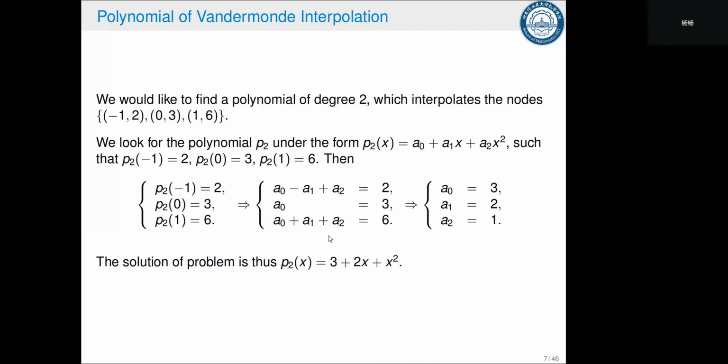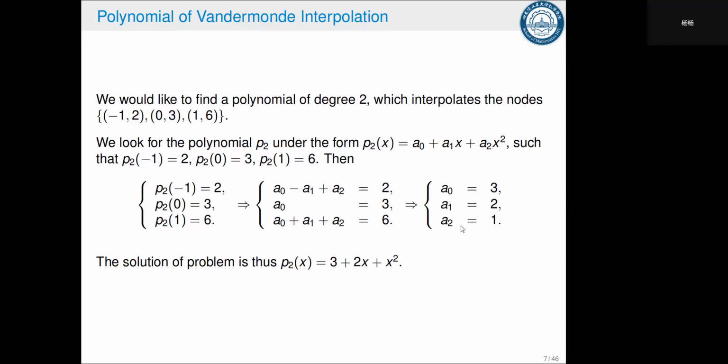Now you get a linear system. This linear system consists of 3 equations with 3 unknowns, that is a0, a1, a2. So you solve it. This is not very difficult to do. You get a0 equal to 3, a1 equal to 2, and a2 equal to 1.